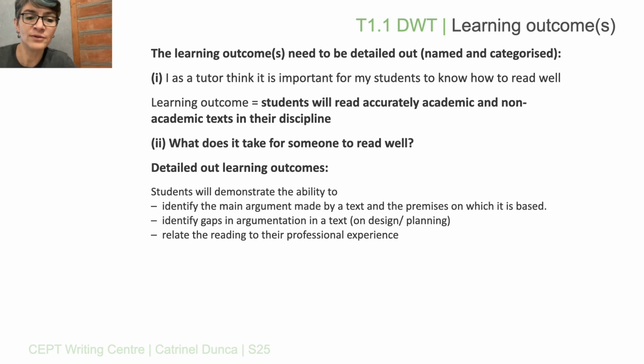by the end of the studio, the students will be able to show the following: that they can identify the main argument of a text, which means that they will have to have the knowledge of what an argument is. They will have to know what a premise is. So they will be able to use that knowledge in order to identify the main argument of the text and the premises on which the text is based.